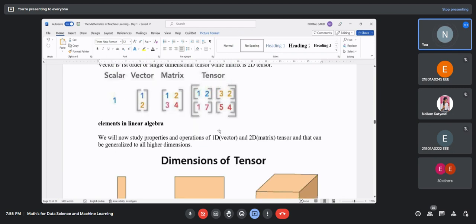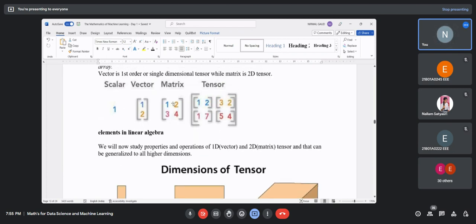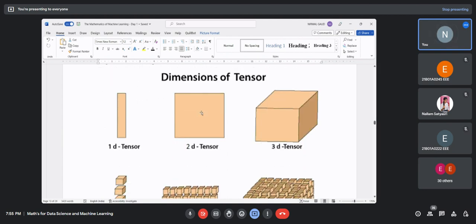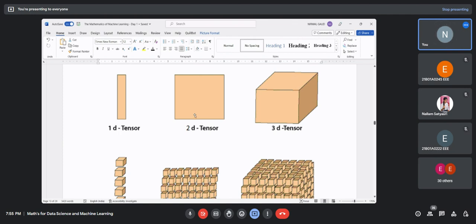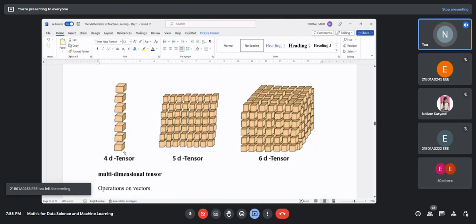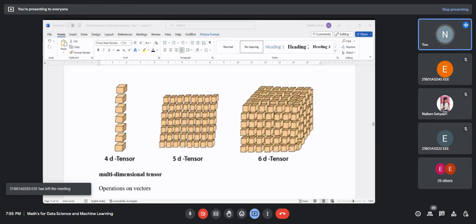This is a tensor, and this is a matrix. If I represent this, 1 2 3, 2 1 7 and 5 4, this is a tensor. Representing a matrix inside a matrix is called a tensor. So this is a 1D tensor, this is a 2D tensor. 1D means one dimension, 2D is 2 cross 2, 3D is 3 cross 3, 4 cross 4, and 5D, and so on.